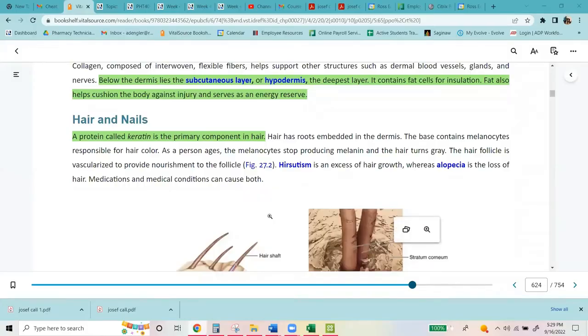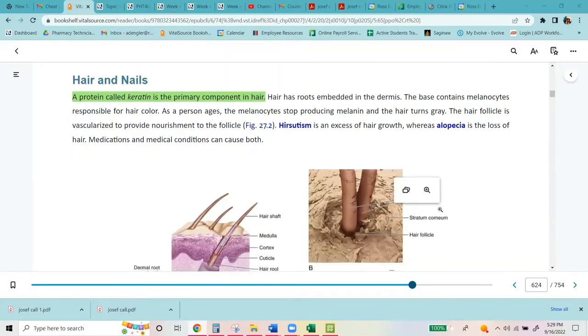A protein called keratin is the primary component in hair. Hair has roots embedded in the dermis. The base contains melanocytes that are responsible for our hair color. As a person ages, the melanocytes stop producing melanin and the hair turns gray. The hair follicle is vascularized to provide nourishment to the follicle. Hirsutism is an excess of hair growth, whereas alopecia is the loss of hair. Medications and medical conditions can cause both.